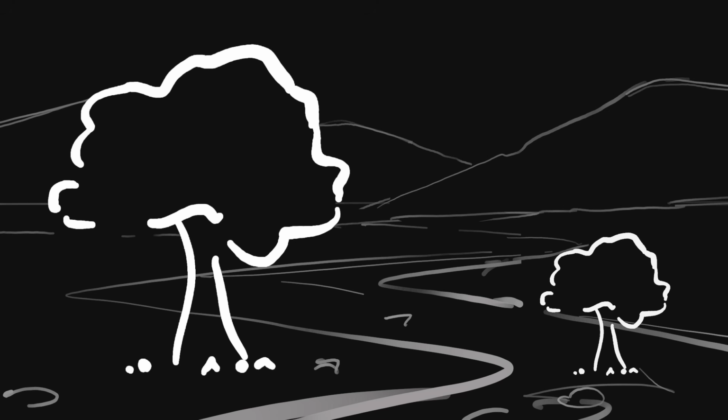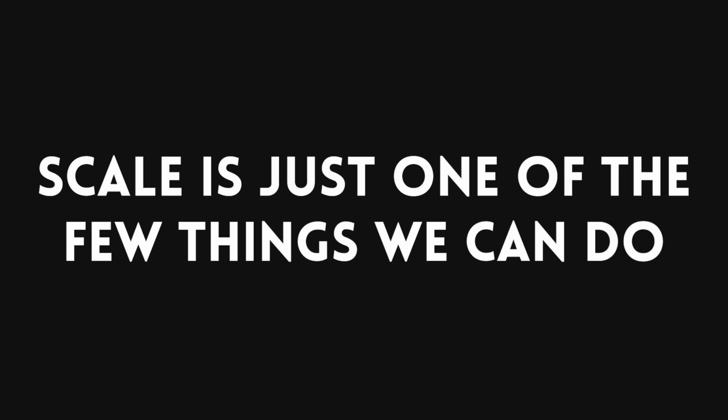Now, if you just shrink the tree and you don't include any of these other tips that I'll talk about in this video, and if you don't take into account perspective, then the tree might not come across as being further back, but it might just look like a mini tree. So it's important not to stop here. After all, scale is just one of the few things we can do. And so the next element or idea here would be color.